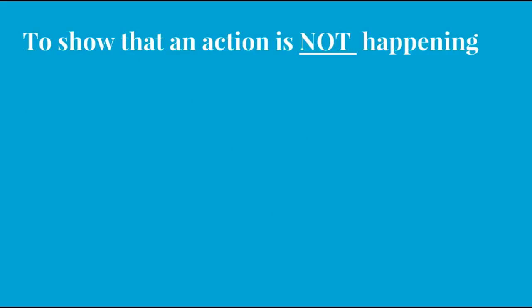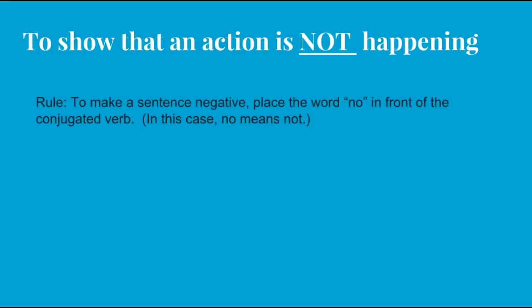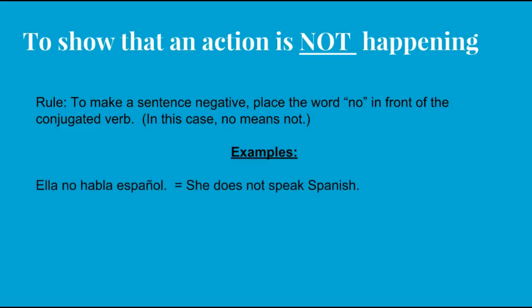If you want to show that an action is not happening, the rule is to make a sentence negative. All you have to do is put the word no in front of your conjugated verb. And in this case, the word no would mean not. Here are some examples. Ella no habla español. So this is saying she does not speak Spanish. Whereas if I wanted to say she does speak Spanish, I would just say ella habla español.